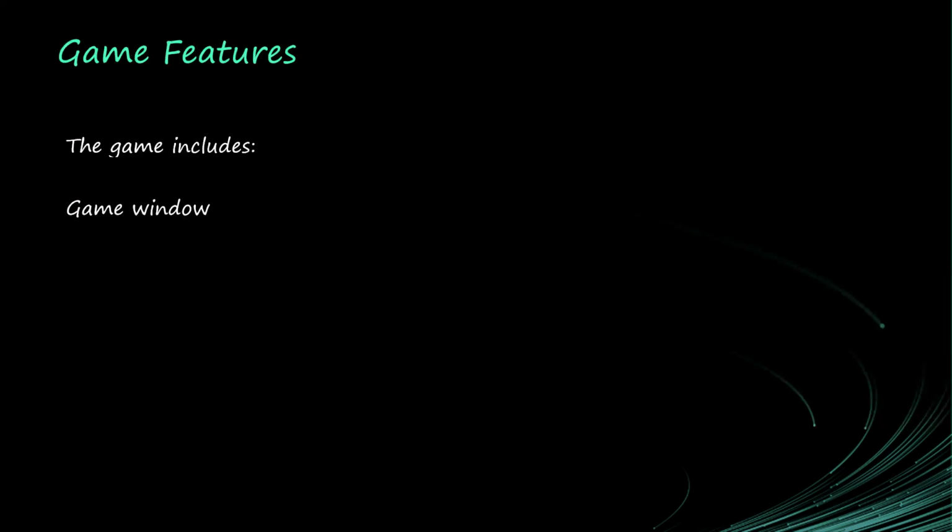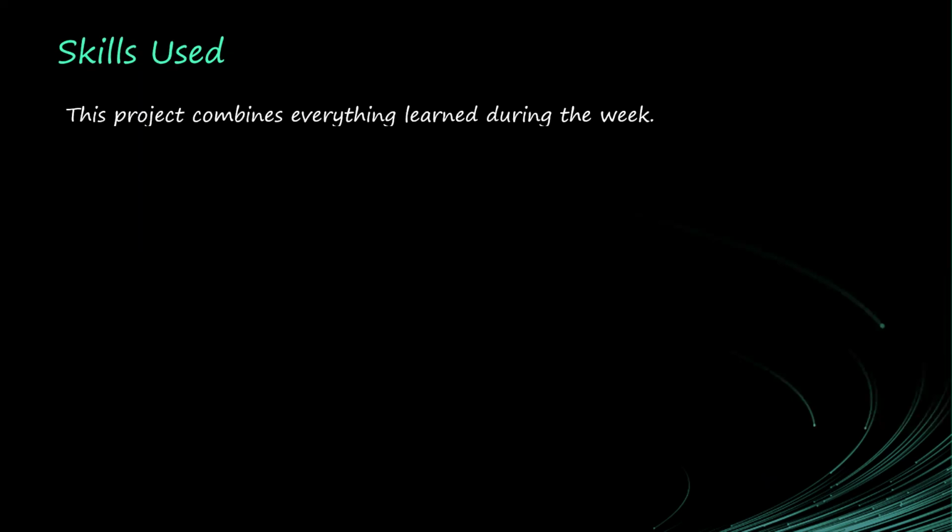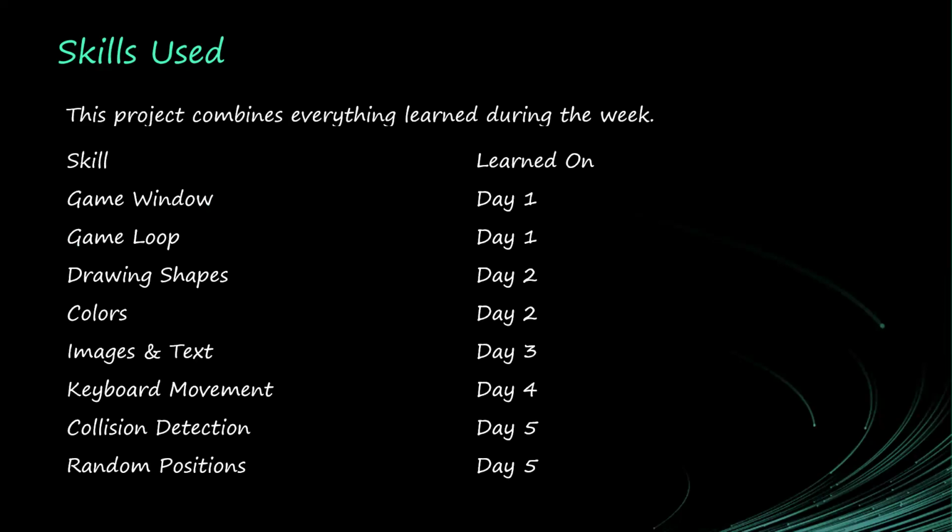In this game we will create the game window, create the background, the player and the coin, use keyboard controls, detect collisions, and create random coin movement. Our score will be increasing. We have a score counter and the game loop. So what are the skills that we are going to be using here? It combines everything that we have learned so far during the week.